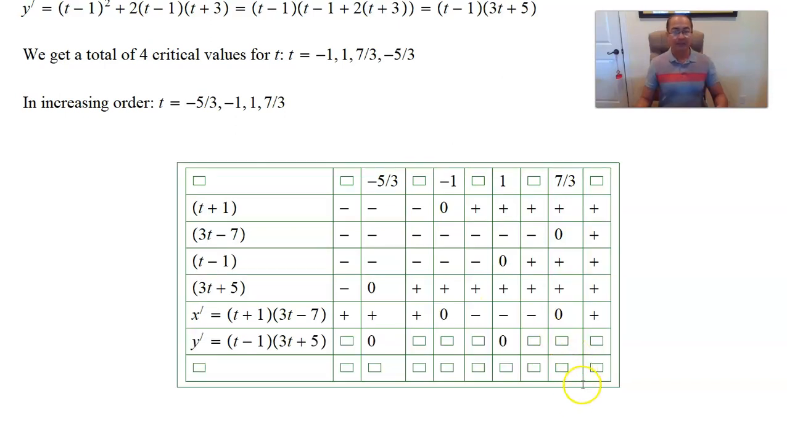Got it? Same principle for y prime. Between the two zeros, that's again a parabola opening upwards. So I'm going to copy the minus between these two zeros and double check. The factors are t minus 1 and 3t plus 5. So we get minus times plus, minus times plus, minus times minus. Everything to the right and to the left is going to be plus. Okay, so there we go.